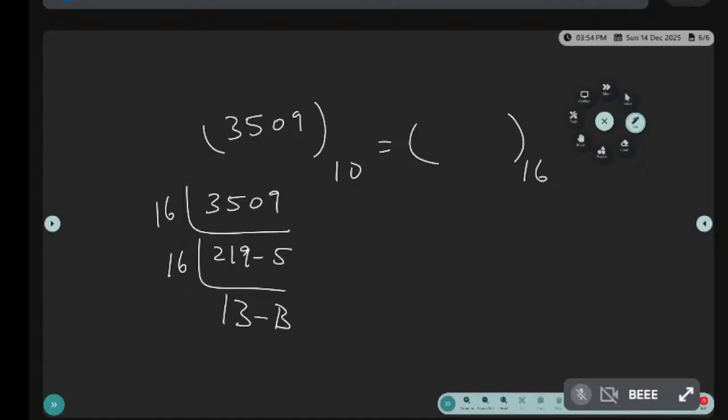It is in hexa. B5 is the answer. What is 13? D. B5. 13 is D.